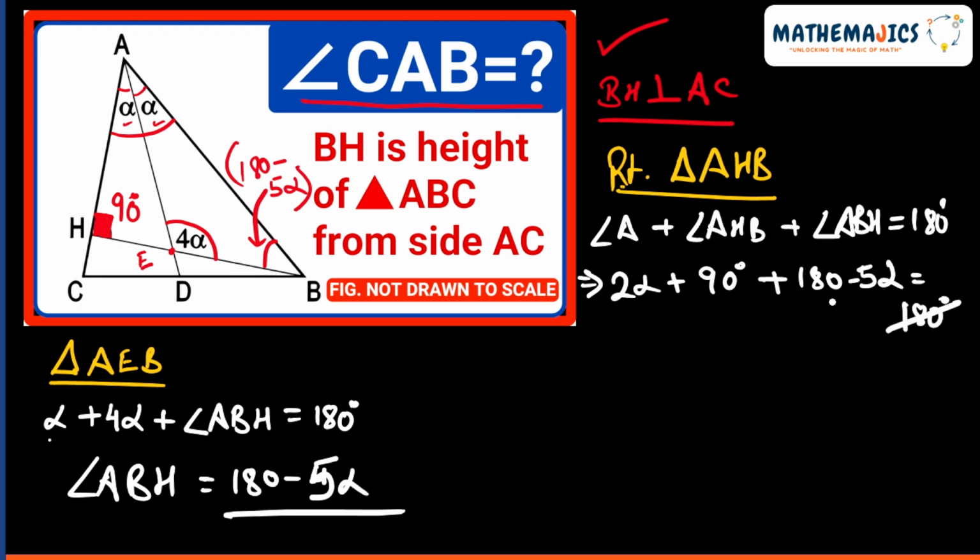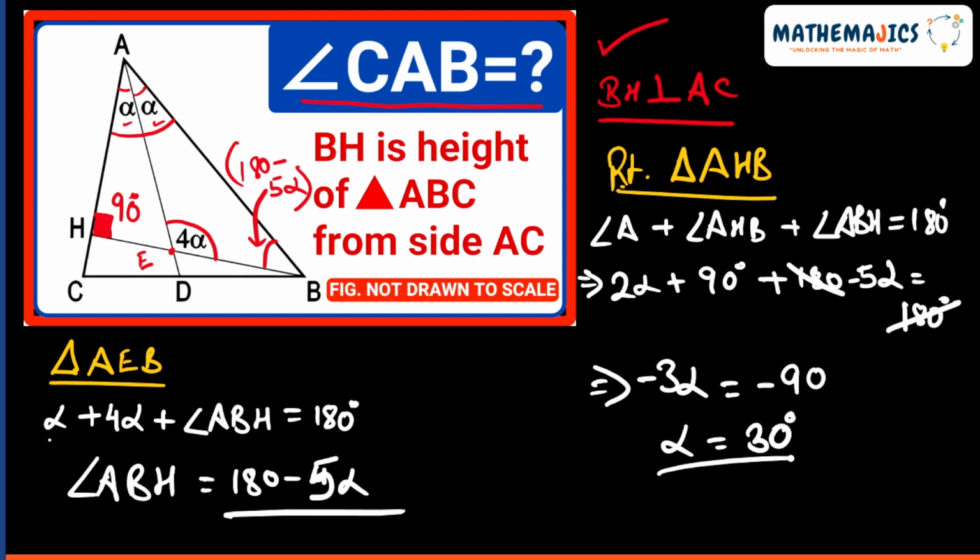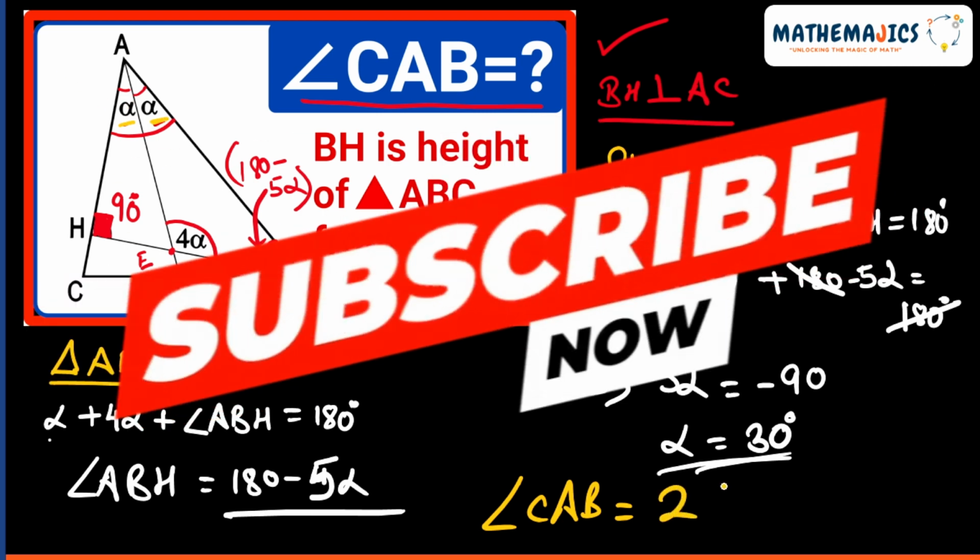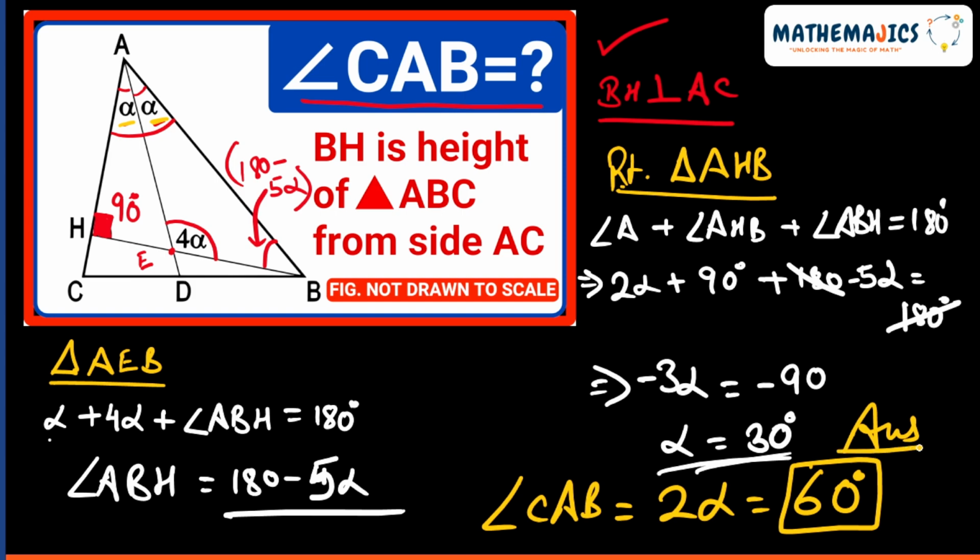Now we can cancel out 180 and 180 from both the sides. We will be left with minus 3 alpha is equal to minus 90. That means alpha will turn out to be 30 degrees. But this is not the final answer. We need to find angle CAB. Angle CAB is nothing but double of alpha, alpha plus alpha. Correct? So this is 2 alpha, which is 2 times 30, which is 60 degrees. So angle CAB is 60 degrees. This is our final answer.